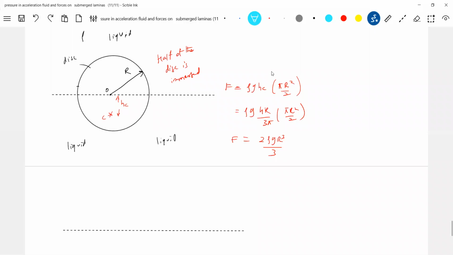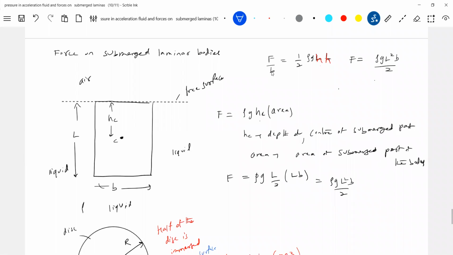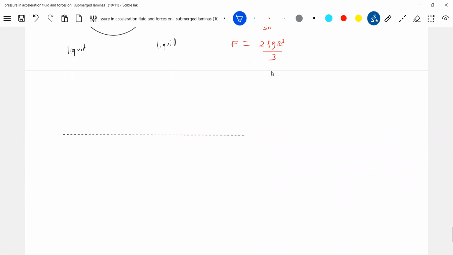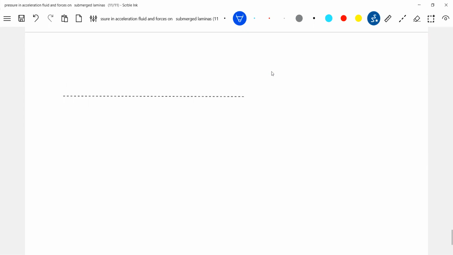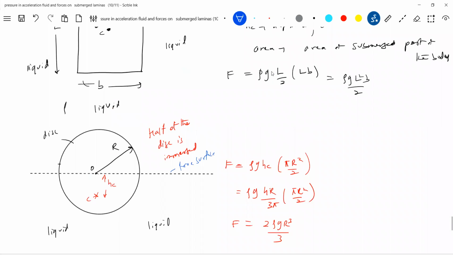Why did you measure H? Because there's a free surface. From the free surface you should measure. What is the hC? hC should be measured from the free surface to the centroid of the submerged part. I think that's what I did. No, I showed the free surface. Why am I writing the formula? Because it is obeying my mathematical method.